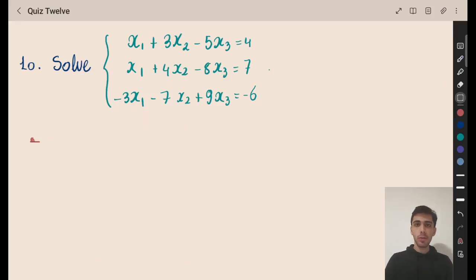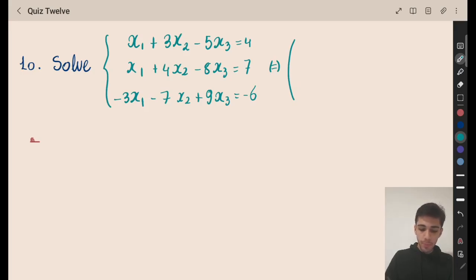Let us try to solve this system of equations. The first thing you should do when you see this system of equations is you should try to transform it into Gaussian format.